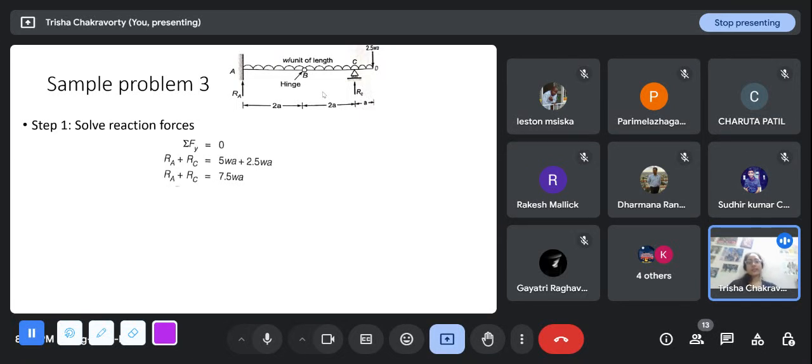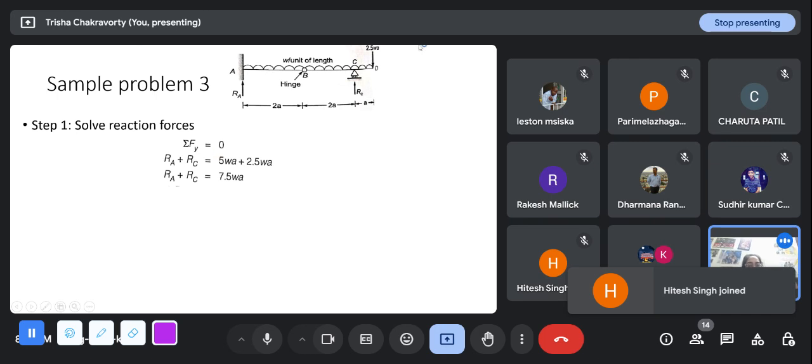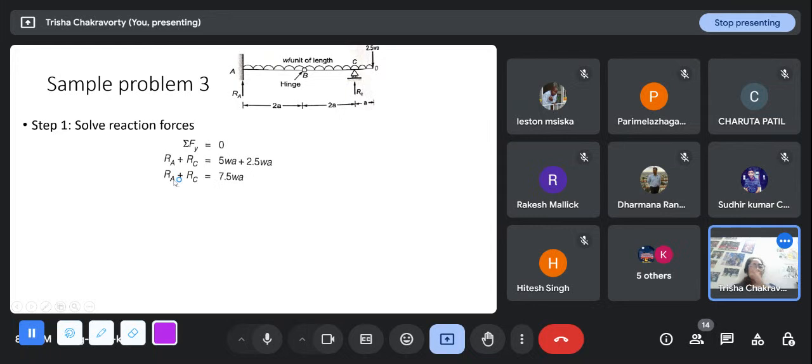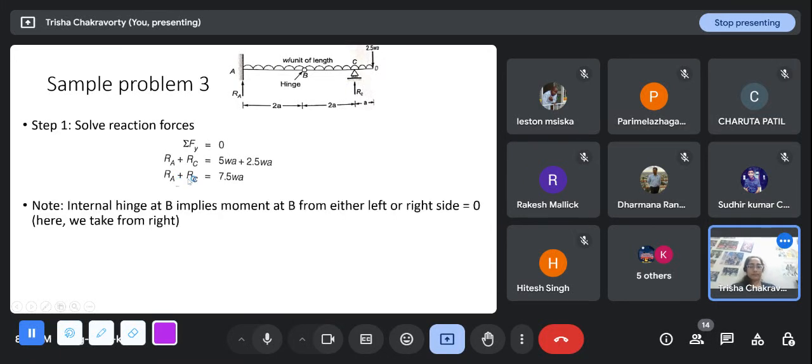To solve reaction forces, first I am going to equate the Fy, so the total forces in the vertical direction to be 0. I am assuming Ra and Rc to be in upward direction. So Ra plus Rc will be equal to, this is W per unit length, and this total length is 2a plus 2a plus 1a, so 5a. 5a into W is the downward load due to the uniformly distributed load, and there is a point load 2.5 wa here. So the total downward load is 7.5 wa. So Ra plus Rc should be equal to this.